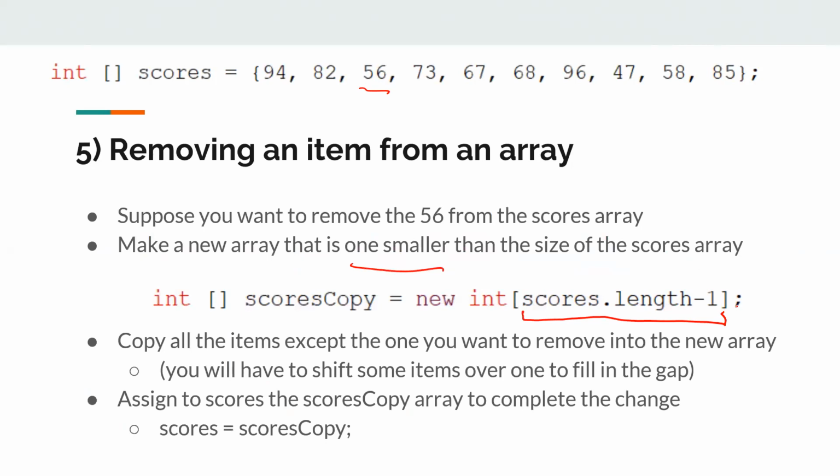But then you've got to figure out how to copy over the items into the new array. So here's the new array. It's going to have one space left. One of them is going to be missing in scores copy.